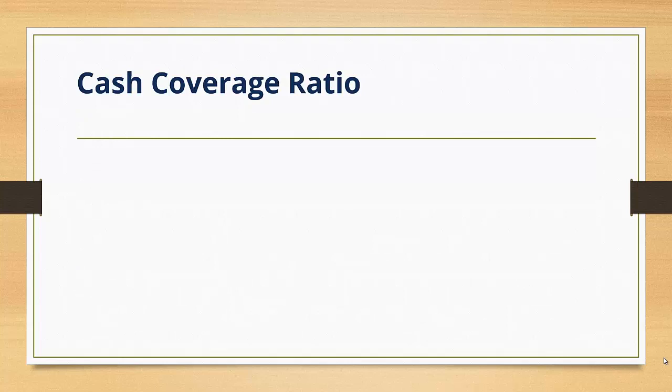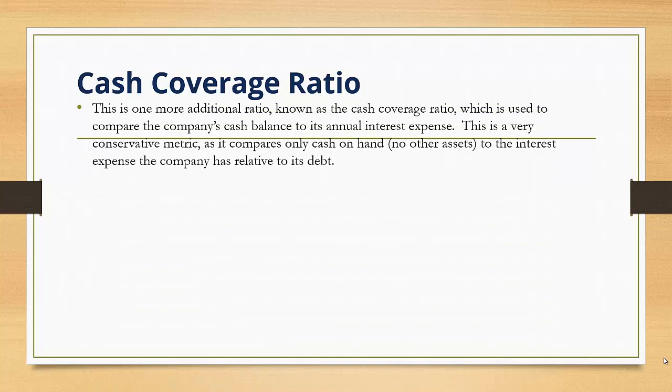The next ratio is the cash coverage ratio. This is one more additional ratio, known as the cash coverage ratio, which is used to compare the company's cash balance to its annual interest expense. This is a very conservative metric as it compares only cash on hand, no other assets, to the interest expense the company has relative to its debt. The formula of cash coverage ratio is total cash divided by total interest expense.